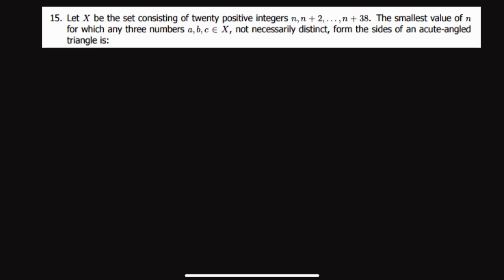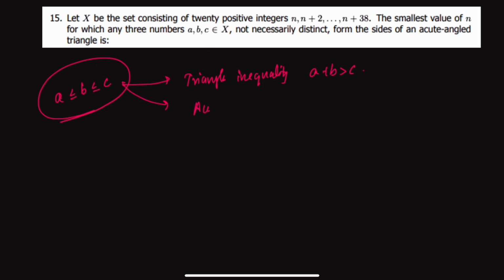So first, when do we have an acute triangle? For example, if we have a less than or equal to b less than or equal to c, then first we'll have the triangle inequality. The triangle inequality says a plus b is greater than c. Then we also have the acute angle triangle condition: a square plus b square must be greater than c square. The square of the largest side in an acute angle triangle must be less than the sum of squares of the other two sides.